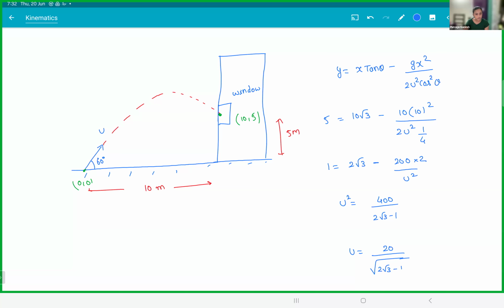Let's see the first one. Right, Ishana, you got the first one. Mihan, yeah, you can't use the time of flight. Range formulas are not valid for this. The particle is not coming to the same level of projection.